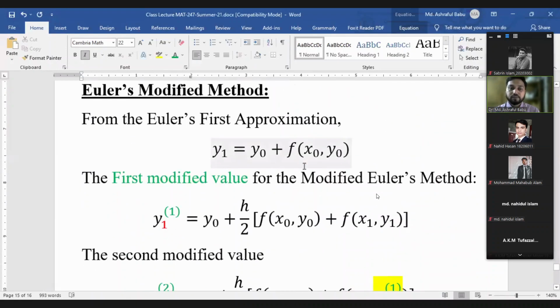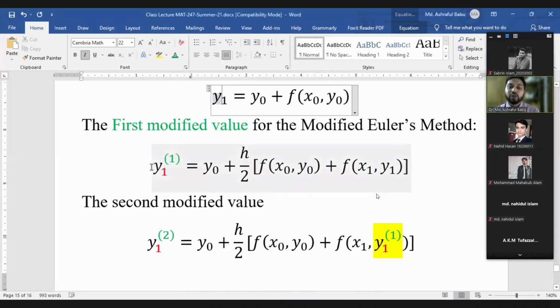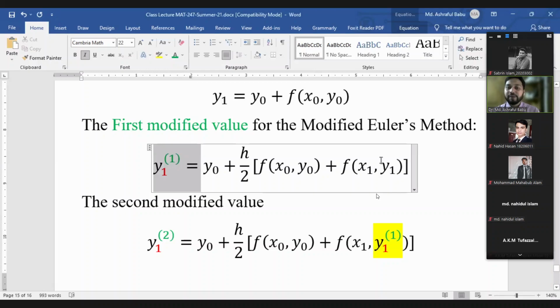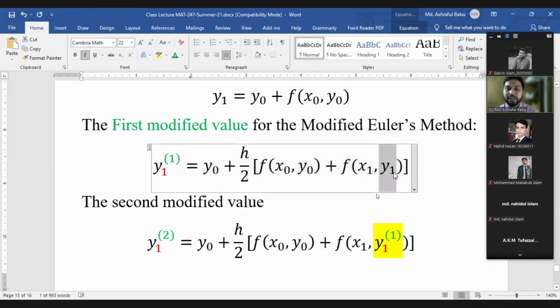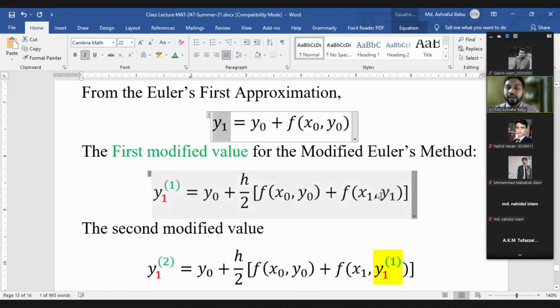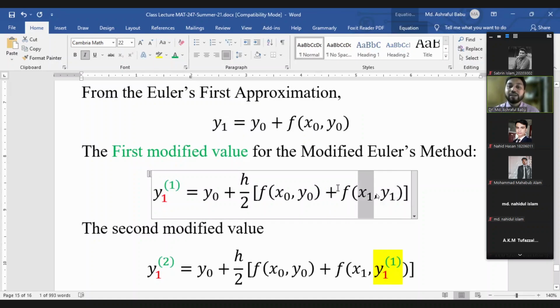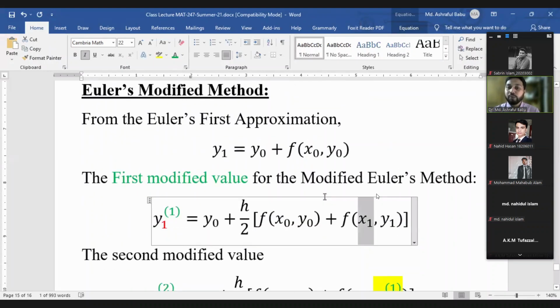So these 2 points will be given, and we can easily calculate y1. When you find y1, then you can calculate the first modified value of the approximation, because in that case x0 and y0 are values we already know, while x1 and y1 are values we have to calculate. To calculate the first modified value we need y1, which will not be given, so we find this y1 from the first approximation. And how to find x1? X1 will also be given.